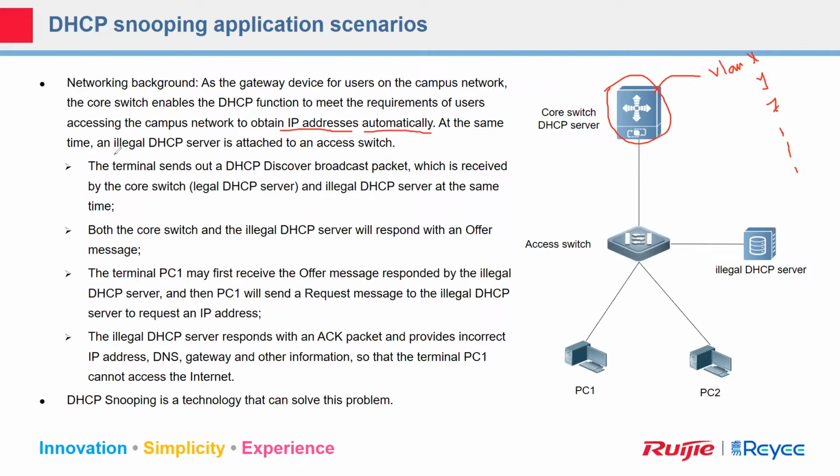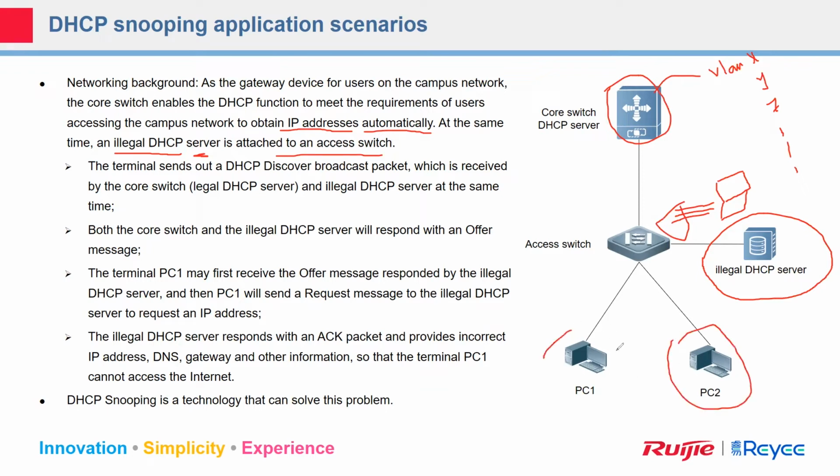At the same time, an illegal DHCP server is attached to an access switch, like you can see here. This is the illegal DHCP server. It might be a user with a laptop or a computer installing some sort of software that gives IP addresses to the end users. So if someone from PC1 or PC2 is asking for an IP address, this illegal DHCP server will give them an IP address, which may affect the network.